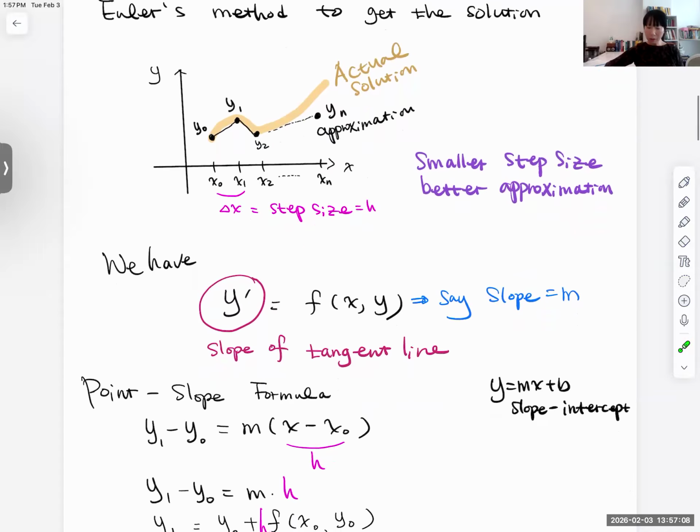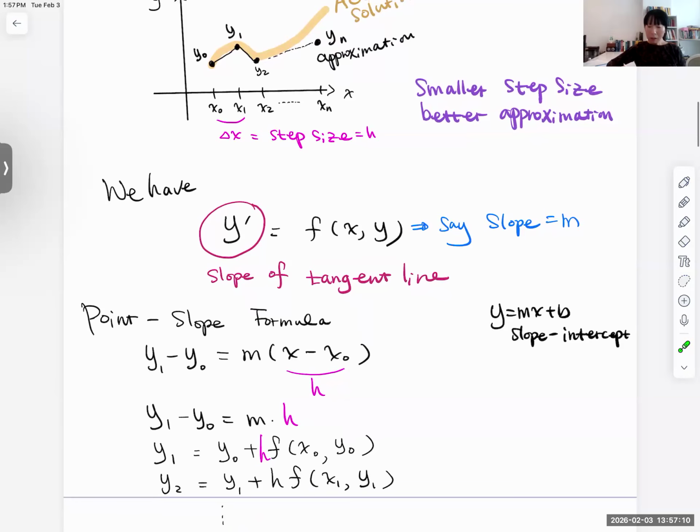So let's take a look at this one. We have y prime, which is a differential equation, so we have a derivative. So there will be the slope of the tangent line. And then we have the function.